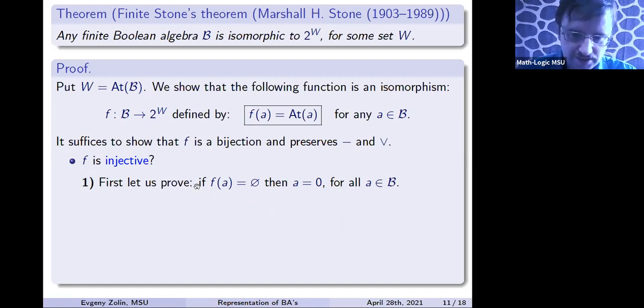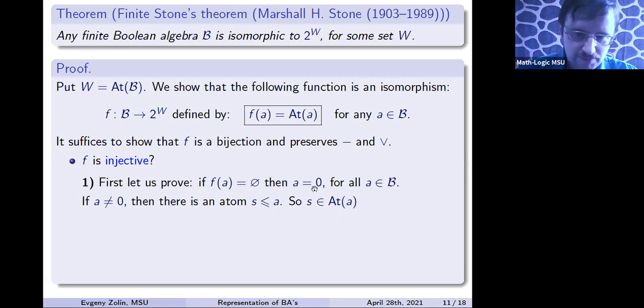Then injectivity follows immediately. We will show this. But let us first prove this simple statement. This is easier. By contraposition, if A is not 0, our algebra is atomic. So there is an atom below A. So there is an atom in the set atoms of A, which is exactly f of A. So f of A is a non-empty set. So this is easy.